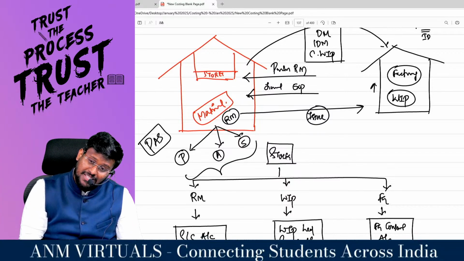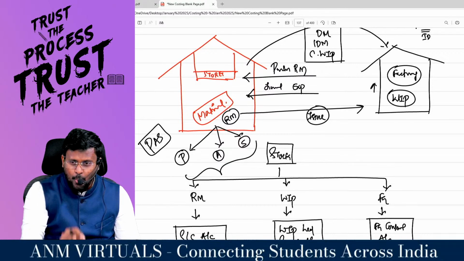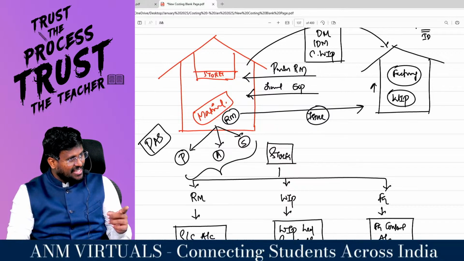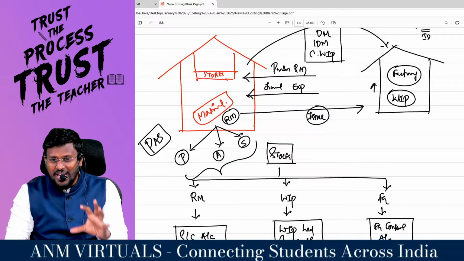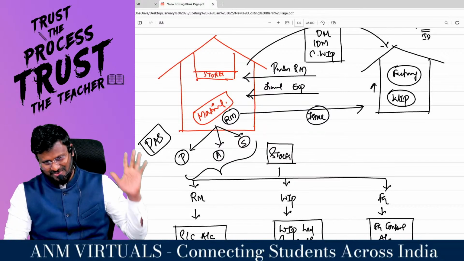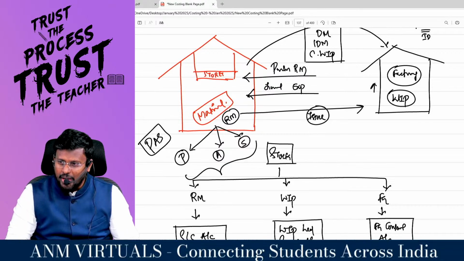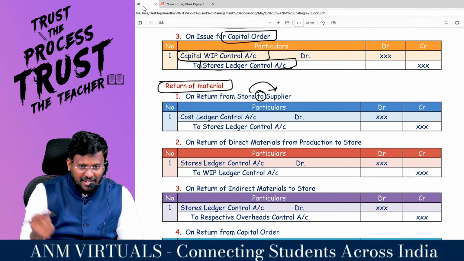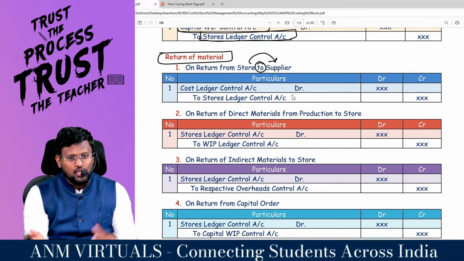What is the original purchase entry? Stores ledger control account debit to cost ledger control account. Now I have to debit the cost ledger control account. And when I return the goods, the balance available in the stores reduces. If that is the case, my dear lovable students, I have to credit the stores. So you tell me the entry: cost ledger control account debit to stores ledger control account.